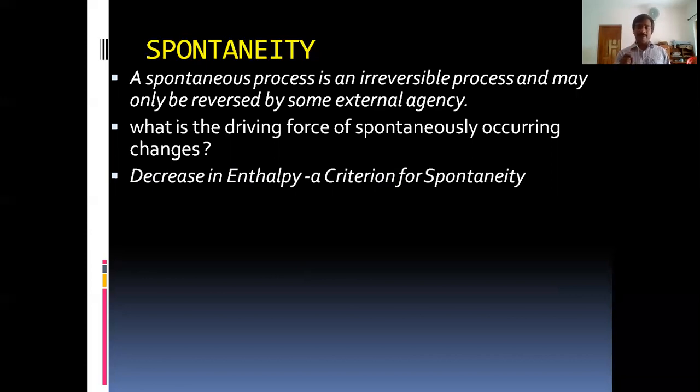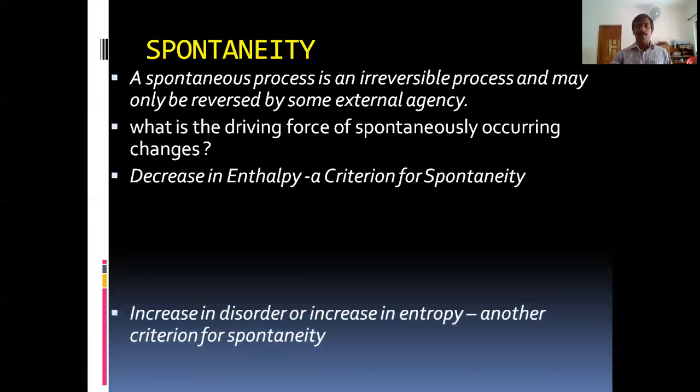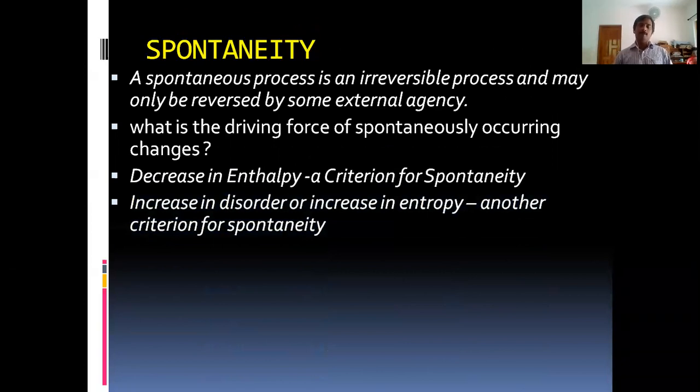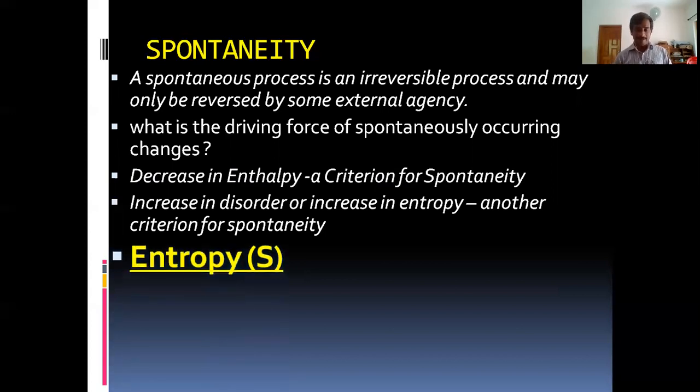So the second criterion for a spontaneous process is increase in disorder. And in order to mention that disorder, we introduced a new term, that is entropy. Entropy is the measure of disorder. So increase in disorder or increase in entropy is another criterion for spontaneity. So we identified two things: decrease in enthalpy or increase in disorder. Here, our topic is entropy. What is entropy? We have to study it in detail.